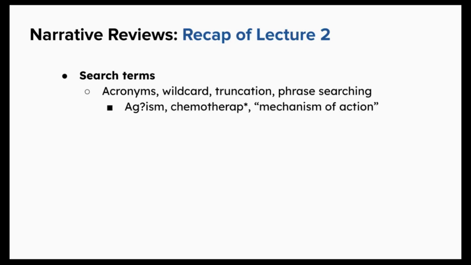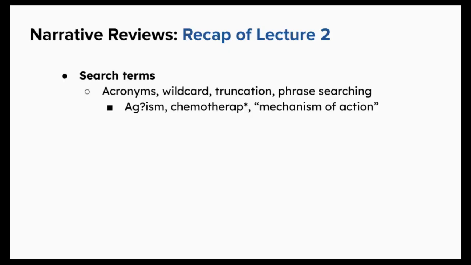We also talked about a few different, more sophisticated strategies, things like wildcards and truncation, which accommodate the fact that there might be spelling differences or there might be ends of the words that are different. And what wildcard, which you can see with the example of ageism and the question mark in the middle, accounts for spelling differences in the middle of the word.